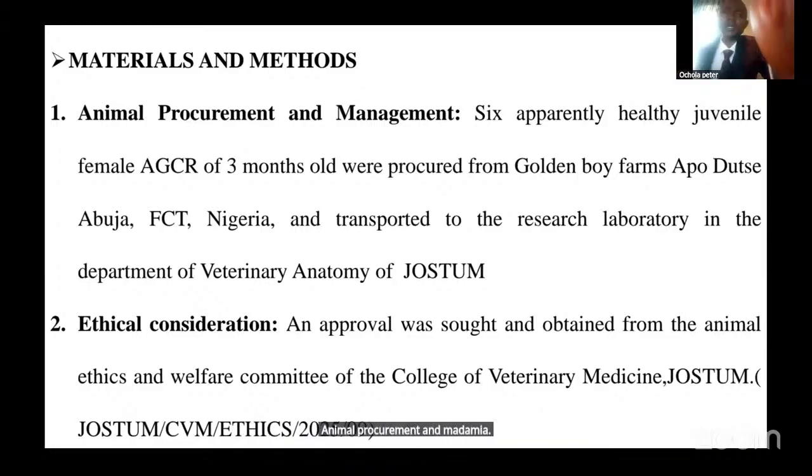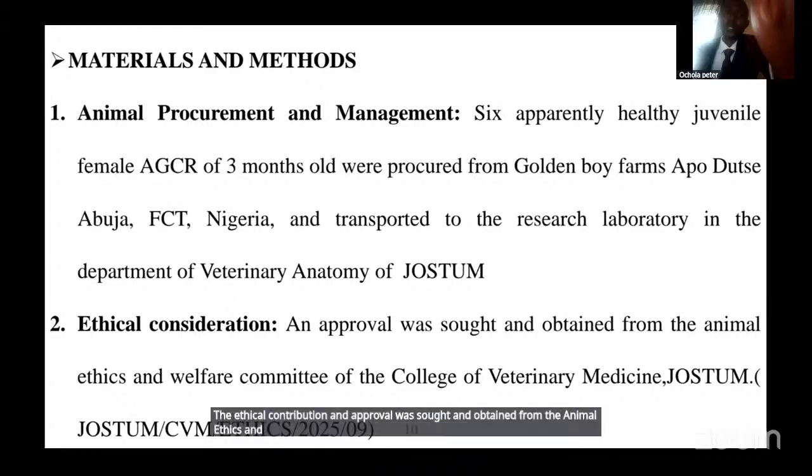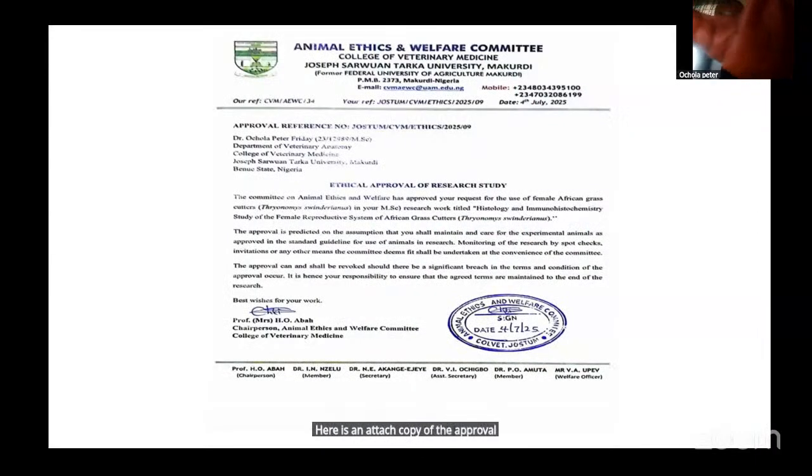Six apparently healthy juvenile female rats of 3 months old were procured from Golden Boy Farm, Apo, Abuja, FCT, Nigeria, and transferred to the research laboratory in the Department of Veterinary Anatomy, Joseph Sarwuan Tarka University. Ethical approval was sought and obtained from the Animal Ethics and Welfare committee of the university with the ethics number Johnson CVM Ethics 2025-09. Here is an attached copy of the approved ethical clearance.